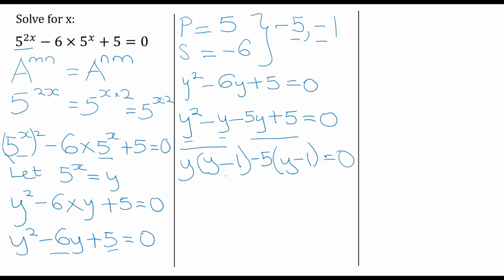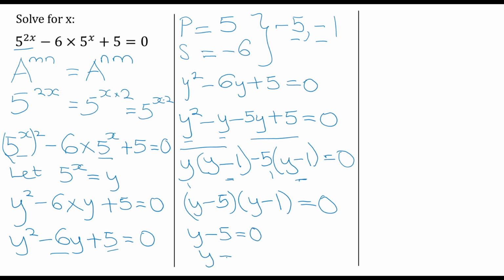Take note of the fact that these two factors need to be the same. Therefore, you pick this one and this one. You'll have y minus 5 and one of these, y minus 1 is equal to 0. Therefore, y minus 5 is equal to 0, meaning y is equal to 5. Or y minus 1 is equal to 0, therefore y is equal to 1.